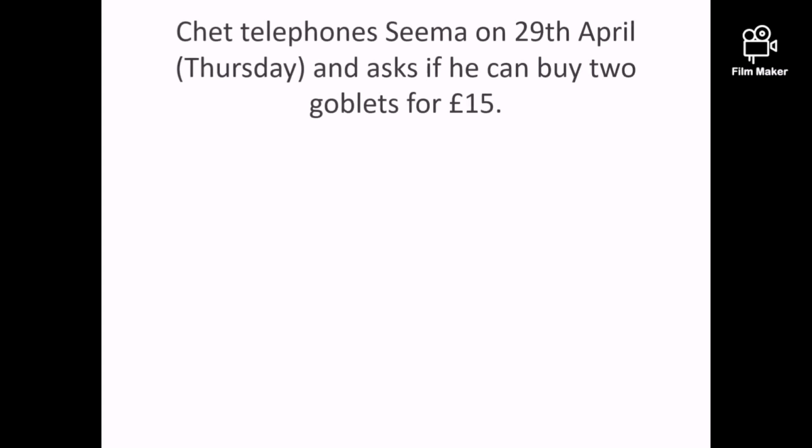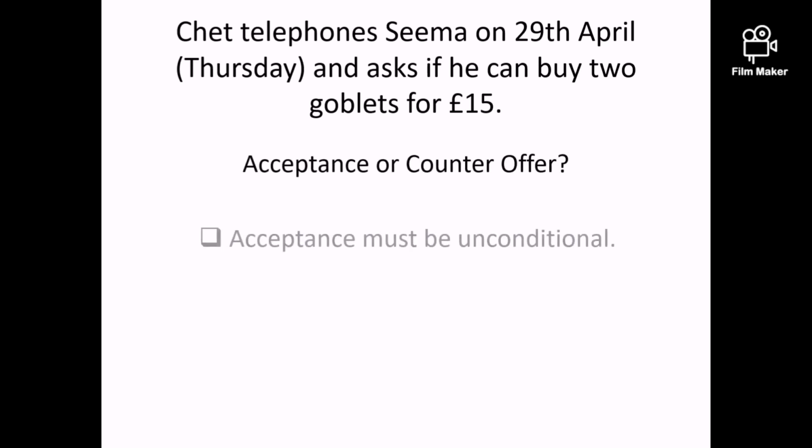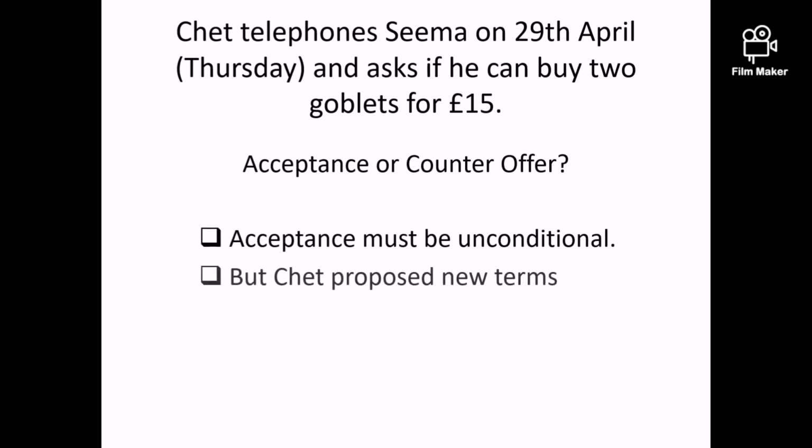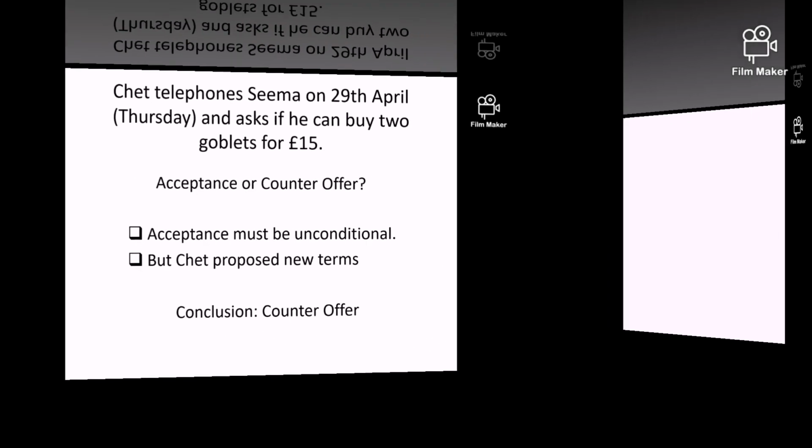In response to that advertisement, Shed telephones Seema on 29th April, that is Thursday, and asks if he could buy 2 goblets for £15. So the question is if this was an acceptance or a counteroffer. As per the given fact, Shed here had introduced a new term. He had specified a new price and mentioned the quantity too. Therefore, Shed's phone call here was not an acceptance, rather was a counteroffer.